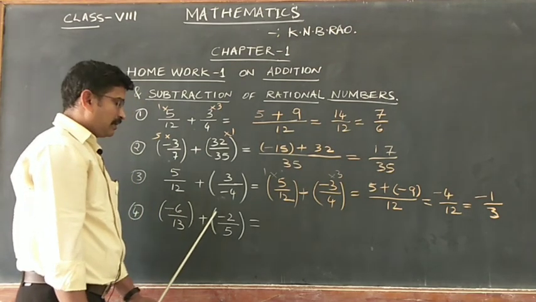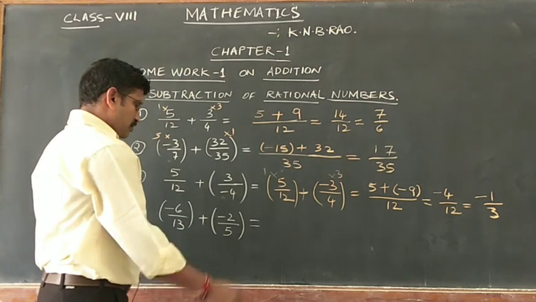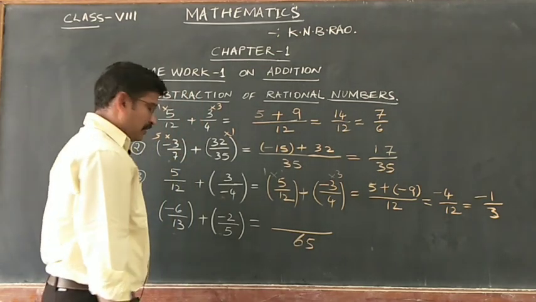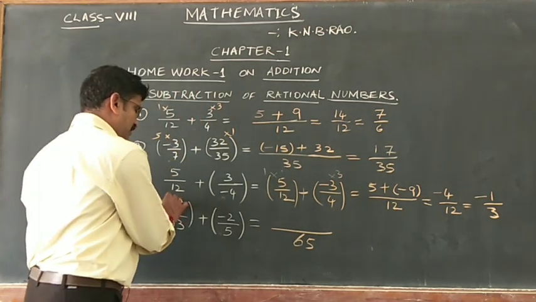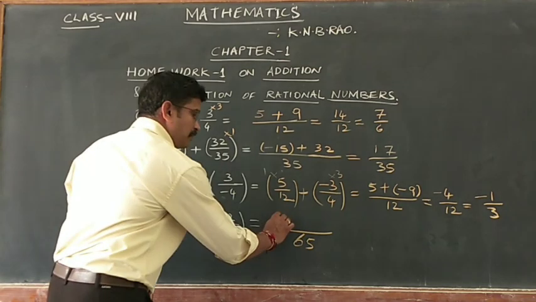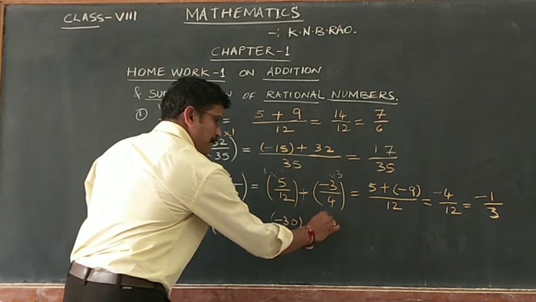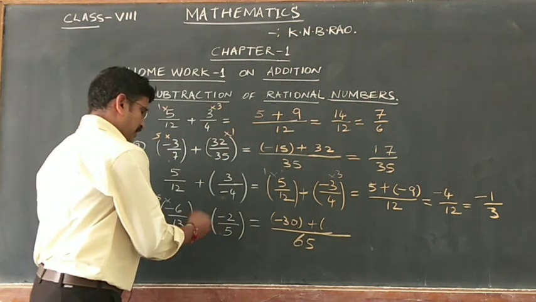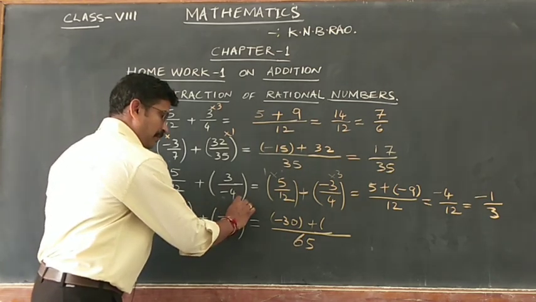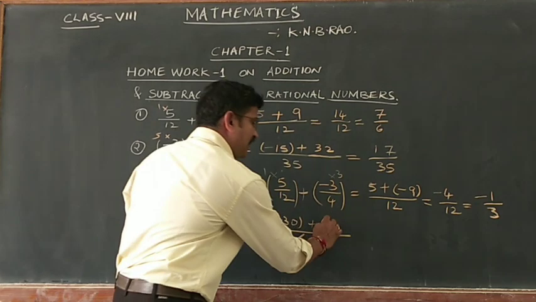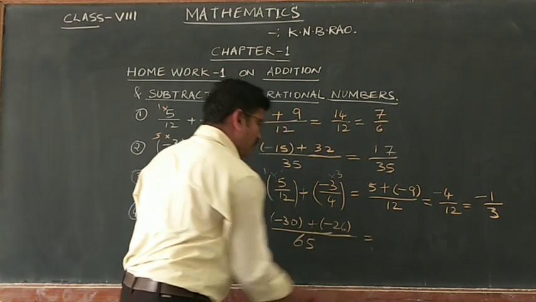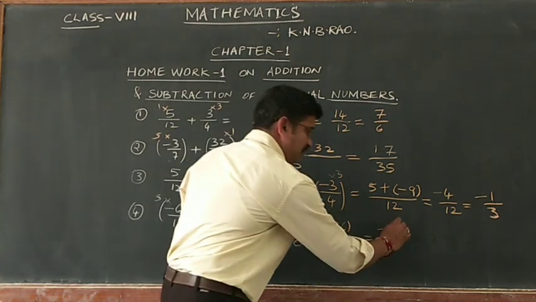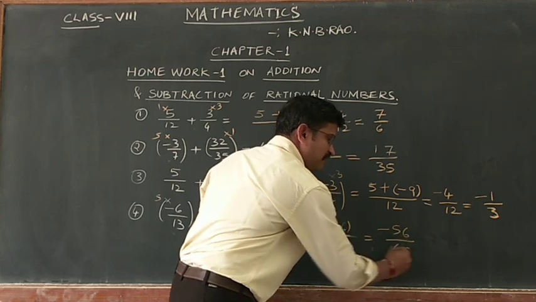Here, minus 6 by 13 and minus 2 by 5, both are in standard form. The LCM of 13 and 5 is 65. 13 in 65 is 5 times, 5 times minus 6 is minus 30. 5 in 65 is 13 times, so 13 multiplied by minus 2 is minus 26. So, children, we have minus 30 and minus 26 added, which is minus 56 upon 65.